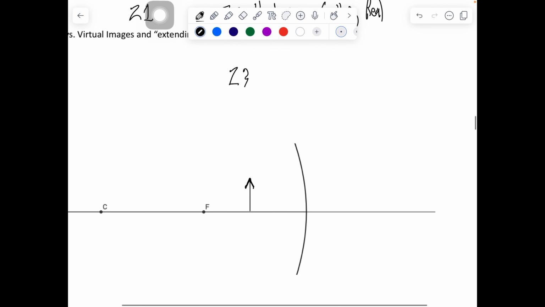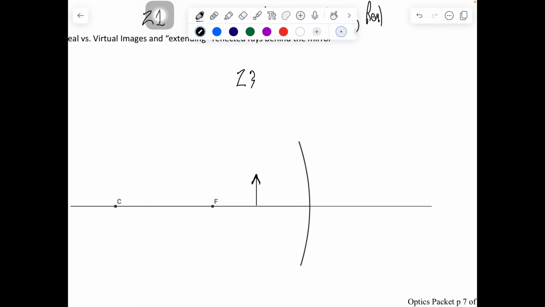Well, our first light ray isn't too terrible. We can still draw in from the tip of the arrow, horizontal, hit the mirror. Let's make sure we have a straight line. There we go, horizontal, hit the mirror. The light is going from the arrow to the mirror. Then we know it starts horizontal and then bounces back through that focus, just like this. Okay, that's all well and good.